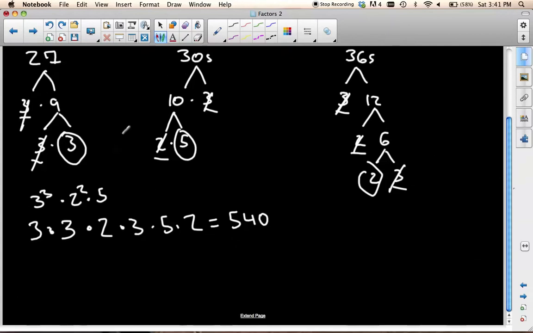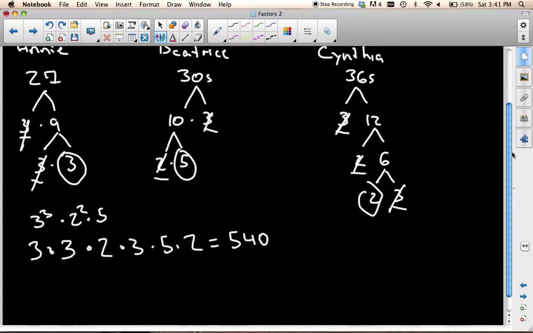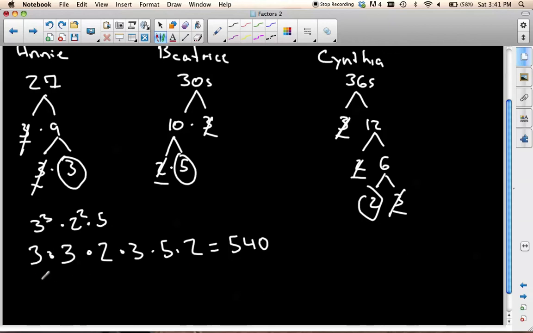If we take Annie, she was skating for 540 seconds. That's why it's important to keep units. So Annie would take 540 seconds, and it took her 27 seconds to do 1 lap. So if I go 540 divided by 27, that'll give me 20 laps. Okay, 20 laps to meet Beatrice and Cynthia.